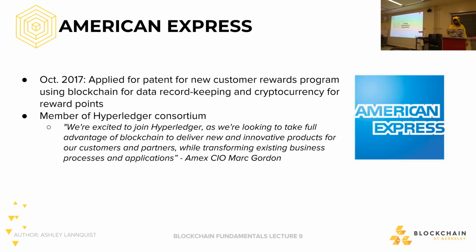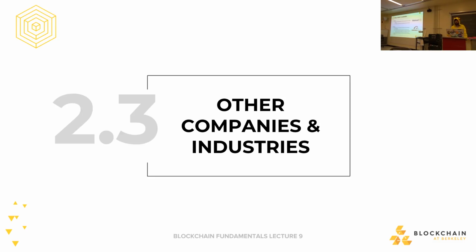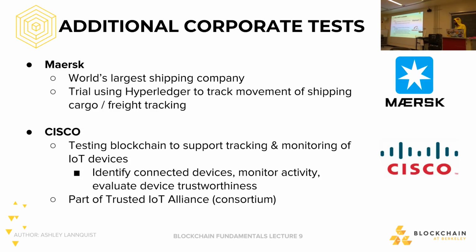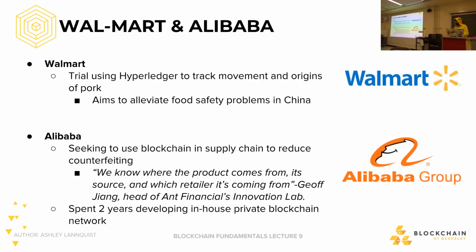And finally, some other companies and industries. You have Walmart and Alibaba. Naturally, when you have these big companies that are moving a lot of goods, they want to be able to keep track of the goods that they're moving, and more importantly, if there's an issue with one of their goods, they want to be able to trace back where this issue originated. So this is why blockchain for supply chain makes sense here.